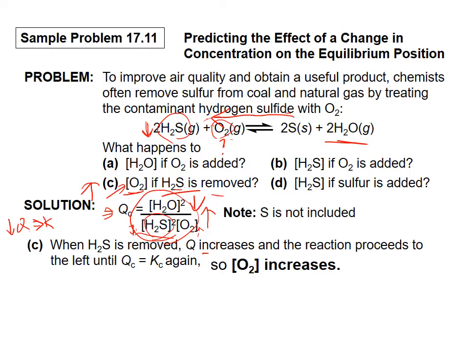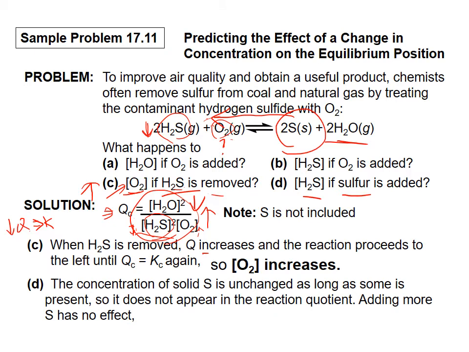In question D, if sulfur is added, okay, what happens to hydrogen sulfide? Now, because sulfur in the equation is a solid, the concentration of a solid is unchanged as long as the solid is present, so it does not appear in the reaction quotient. So adding more sulfur has no effect, and therefore hydrogen sulfide is unchanged.